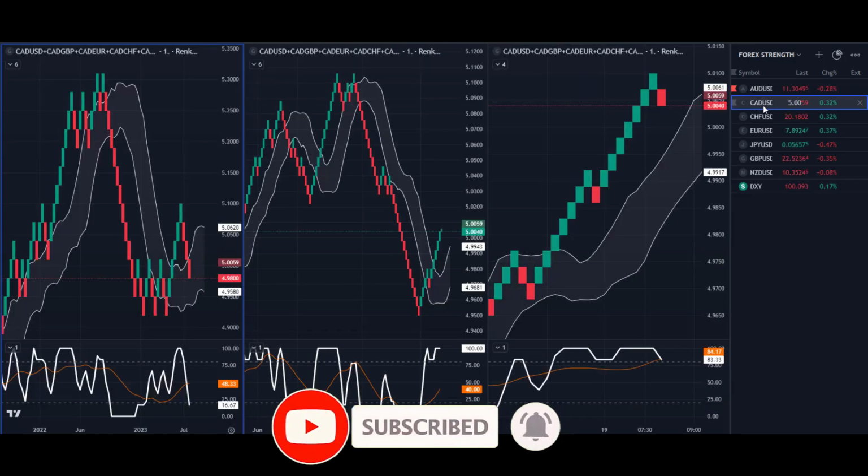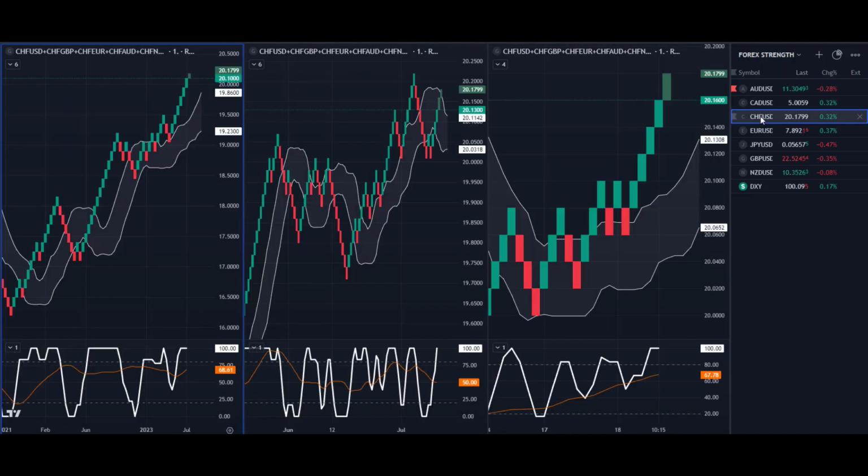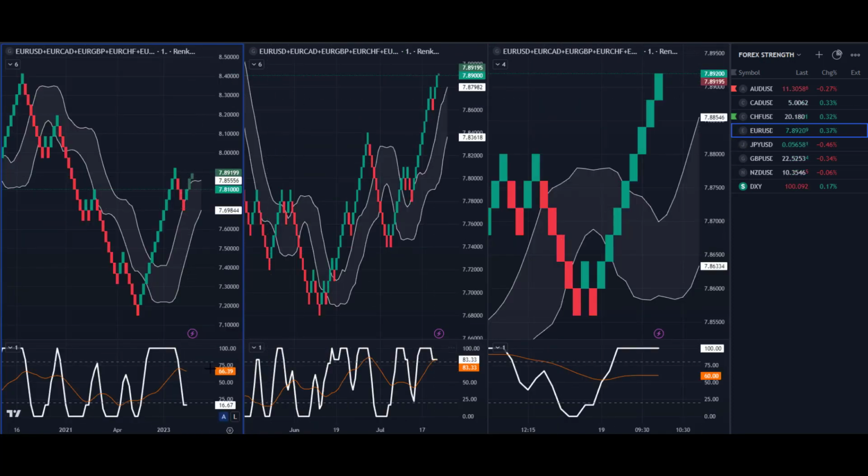Then I'll move on to Canada and the Canadian basket, and that's a mix here. We've got an up and a down, a bit of a mix. I'm neutral on Canada. Swiss next. Now it's looking all bullish down the bottom. Bullish, bullish, breaking up, bullish. So I'm going to go bullish there. Euro, negative and positive.